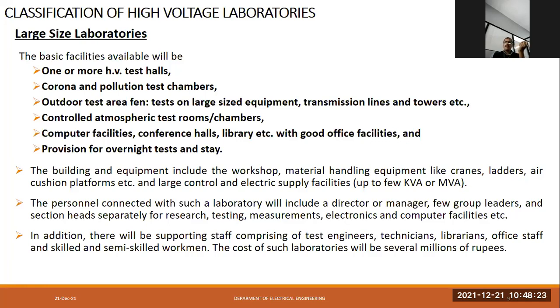Such buildings and equipment should include the workshop, and handling equipment like cranes, ladders, air conditioners, air cushion platforms. All these large control facilities are up to kVA, or beyond kVA, up to mega, megavolt ampere MVA.